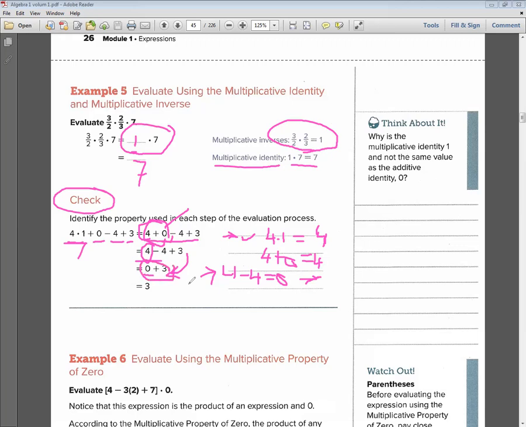Now I have to add 0 and 3. Adding 0 and 3, you will get 3. Why? Because 0 is the additive identity. The result must be 3.